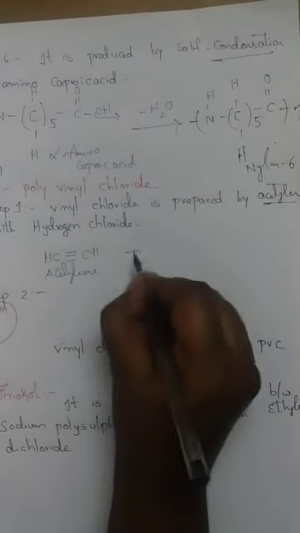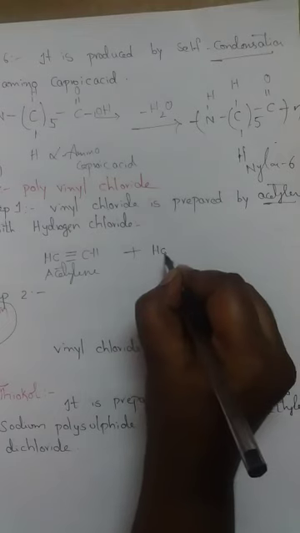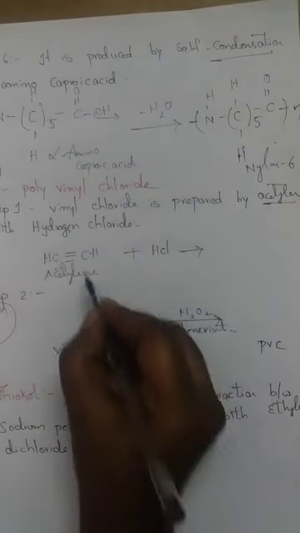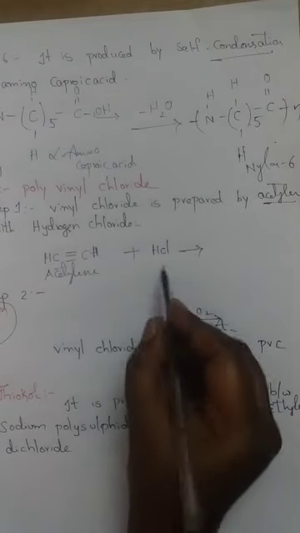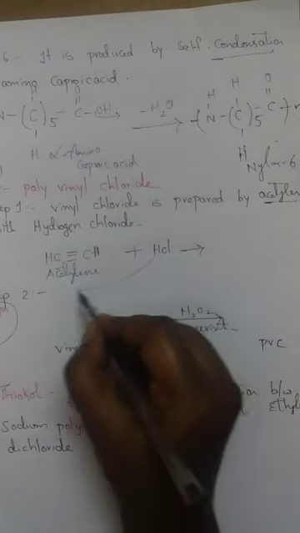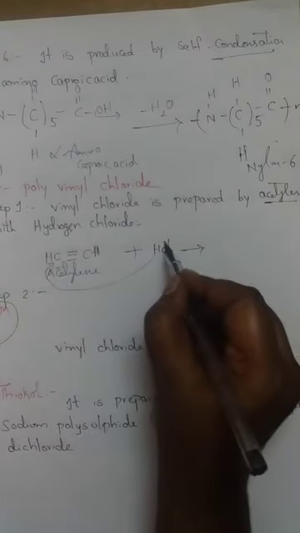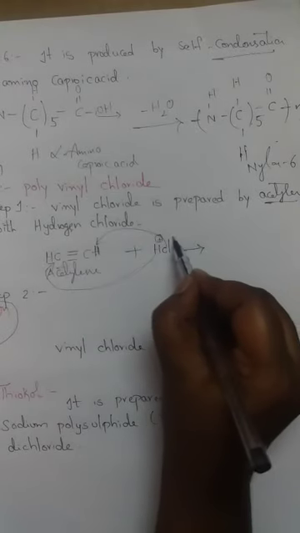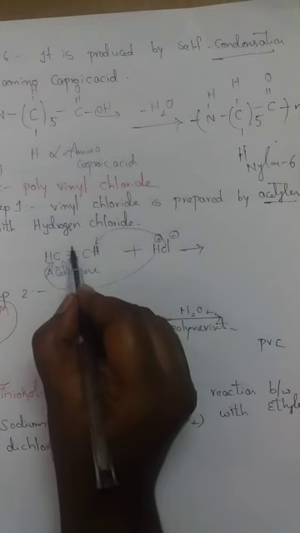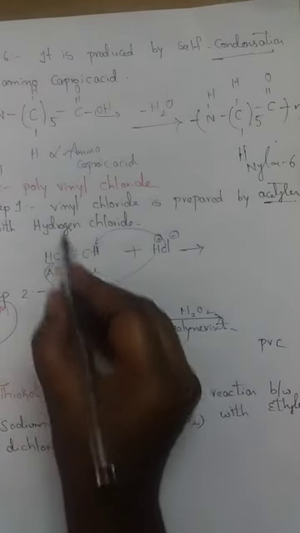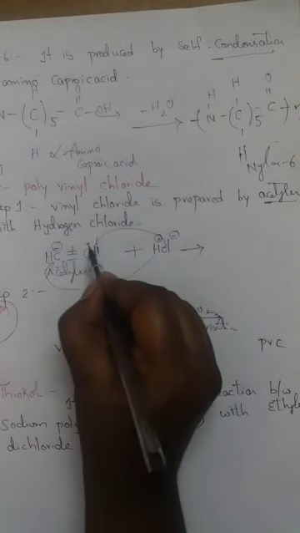Acetylene reacts with hydrogen chloride, HCl. Let's see what will happen. As it consists of a triple bond, the H can be shifted to here and Cl can be shifted to here. Why? Because H carries a positive charge and Cl carries a negative charge. I am breaking one of the bonds. What will happen means this will get a negative charge, this will get a positive charge.